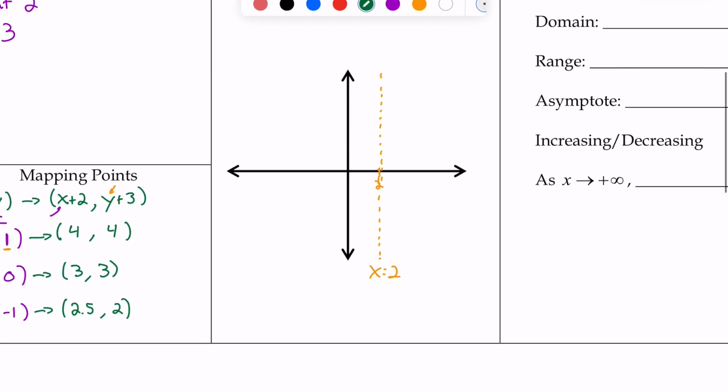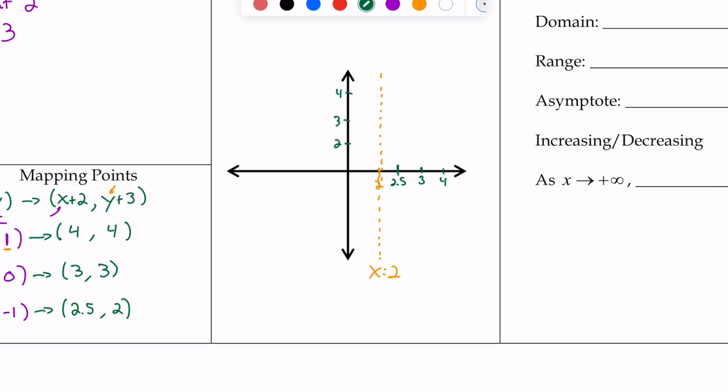So on the x, we're going to need the coordinate 2.5. We'll also need 3, and we'll need 4 on the x. On the y, we're going to need 4. We're going to need 3 as well, and 2.